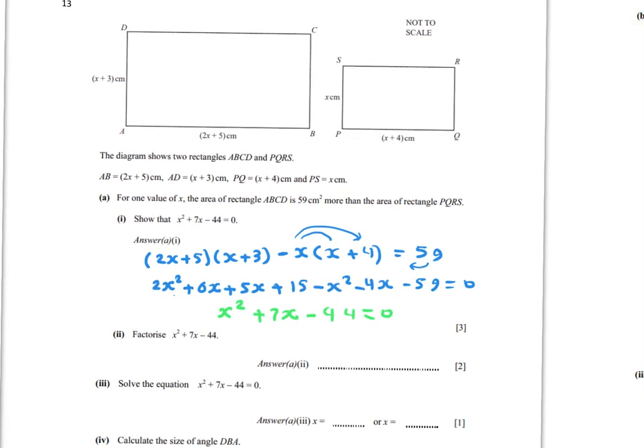Next, we need to factorize this expression. This is x squared, so it is easy to get x squared, x times x. Find two numbers that multiply to give negative 44 and add to give positive 7: negative 11 and positive 4, or positive 11 and negative 4. Because 4 times 11 is 44, and the difference is 7. So positive 11 times negative 4. Or you can factorize using a calculator.